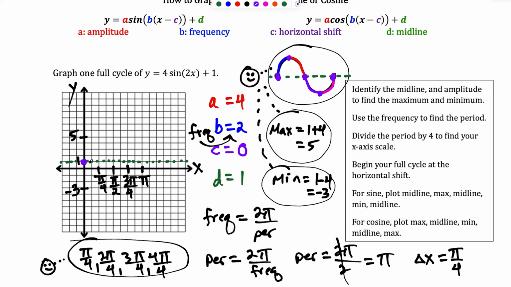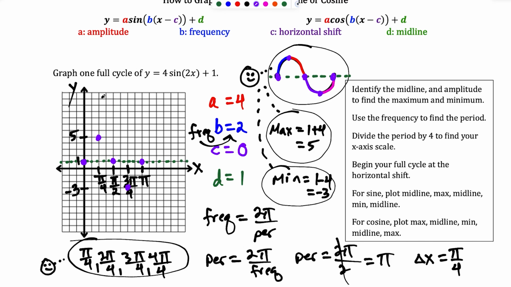So I go midline, I go over to pi over 4, I go up to the max. I go over to the next entry at pi over 2, I go to the midline. I go to the next value at 3 pi over 4 in the x, and I drop down to the minimum at -3. And then at pi, the end of the interval, I go back to the midline.